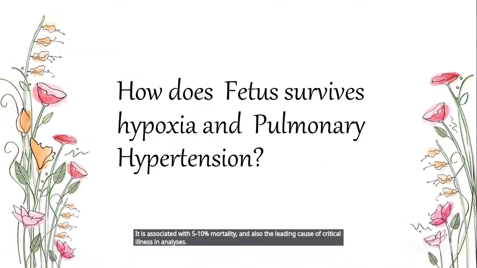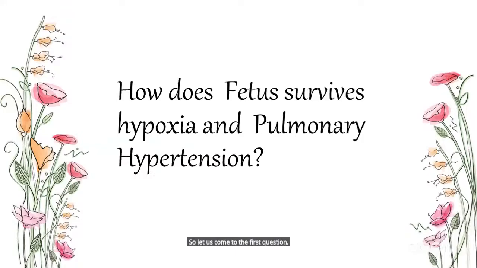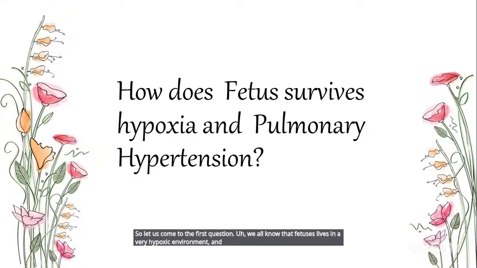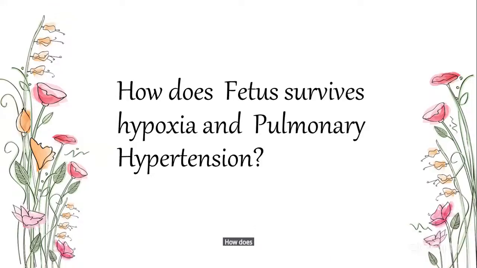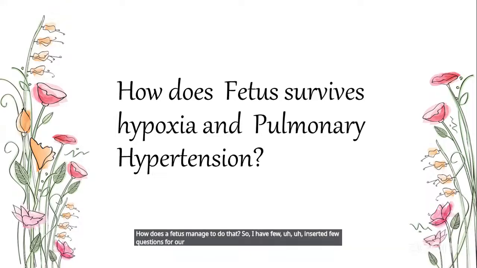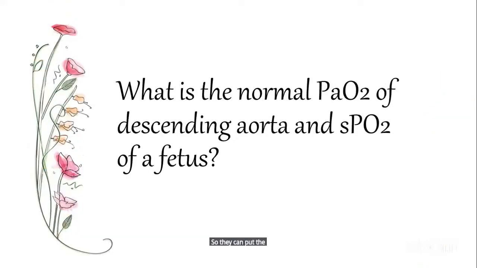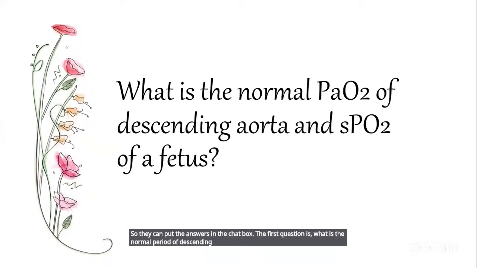So let us come to the first question. We all know that the fetus lives in a very hypoxic environment and with pulmonary hypertension. So how does a fetus manage to do that? I have inserted a few questions for our students here, so they can put the answers in the chat box. The first question is, what is the normal PaO2 of the descending aorta and SpO2 of a fetus?